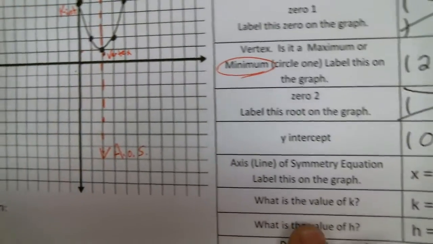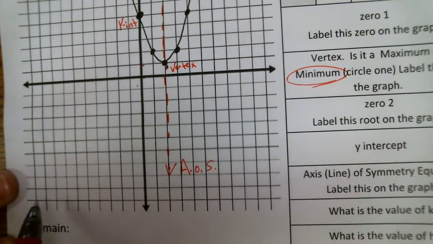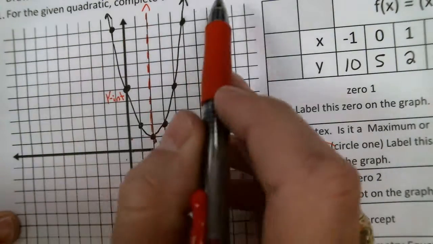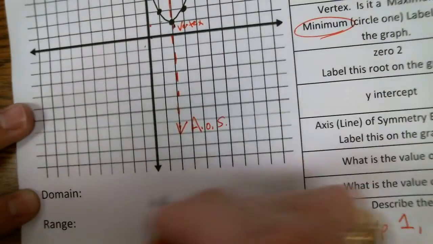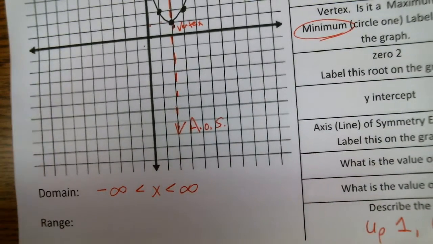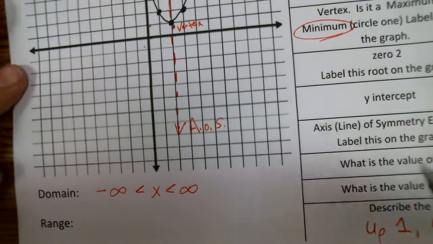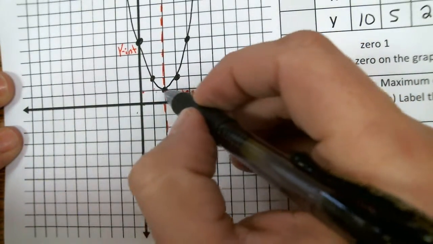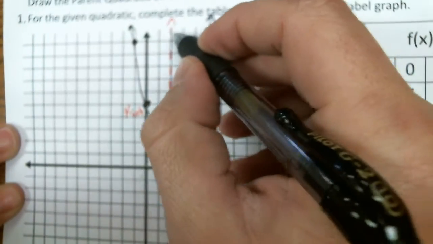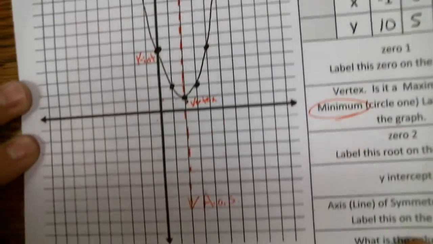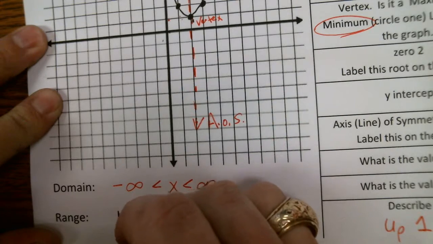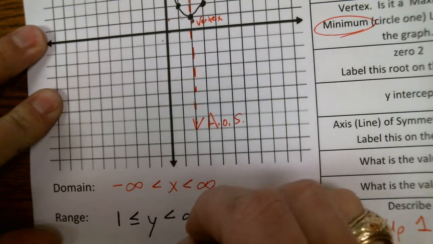I take a look at my domain and range. Domain for all parabolas: the minimum is negative infinity, the maximum is positive infinity. That does not change for us. Negative infinity is less than x is less than positive infinity. My range does change. My vertex affects my range. The lowest value on the y-axis is positive 1, included, and it goes all the way up to infinity. So my range is positive 1 is less than or equal to y is less than infinity.